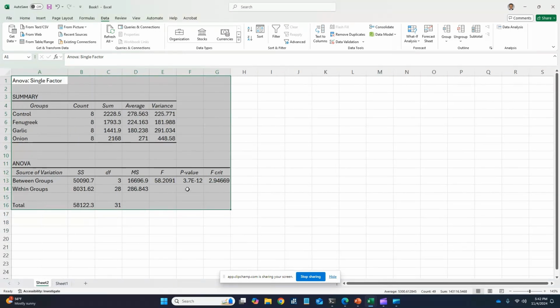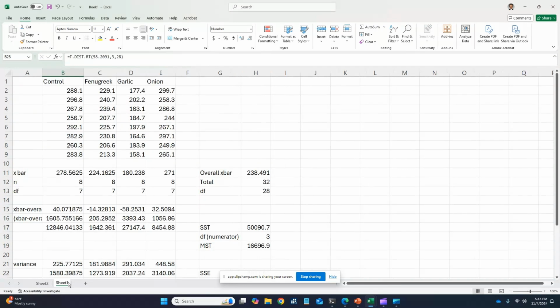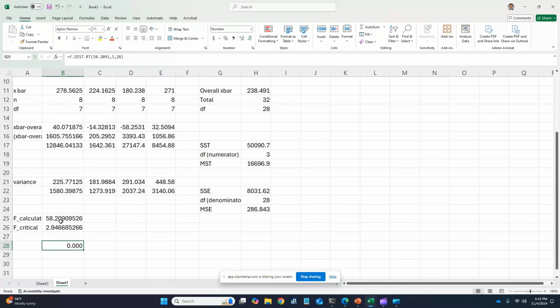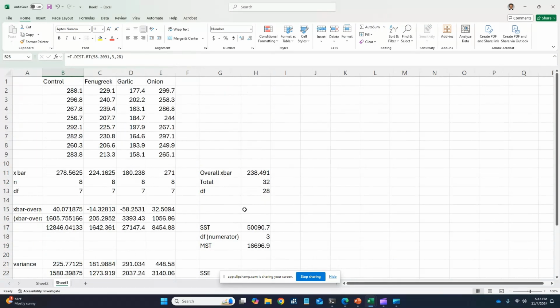Notice that it also reports the p-value, which is very close to 0. Like we found before, the p-value is exactly the same as what we had before, and the sum of squares and mean squares between groups and within groups. Between groups is the MST, and within groups is the MSE. The calculated F is 58.209, which is the same as we received before. So this makes your life easy, but now you know the ins and outs of the one-way ANOVA table. Thank you.